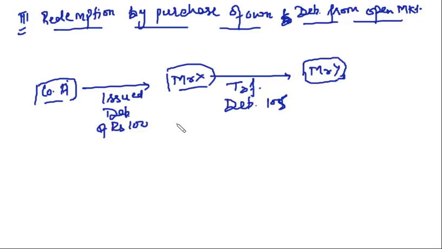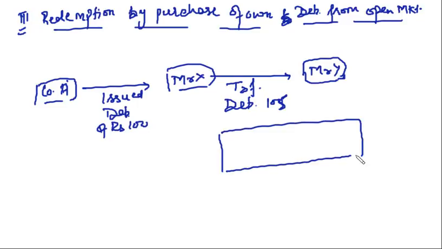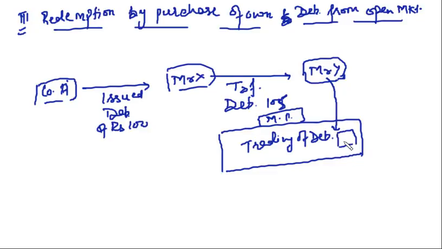Now what happens is, there is a marketplace where this trading of debentures is carried out, where the purchase and sale of debentures takes place. This is the marketplace. Here the sale and purchase of debentures takes place. Mr. Y has an account at this marketplace where he has kept the debenture documents.